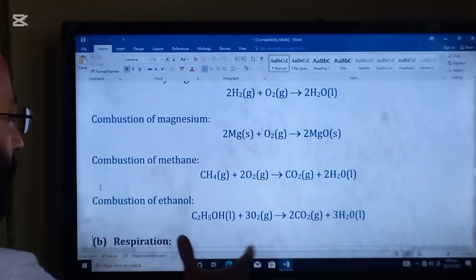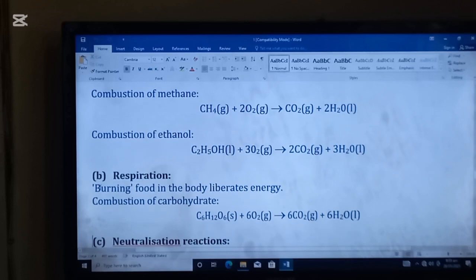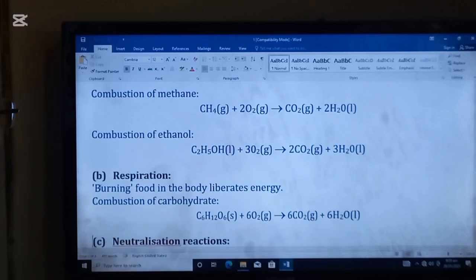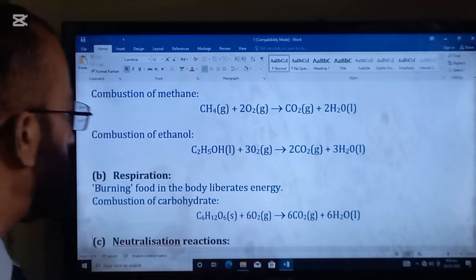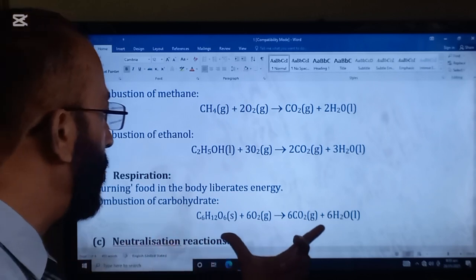Combustion of ethanol, equation is here. Another example of the exothermic reaction is respiration. Burning food in the body liberates energy. Combustion of carbohydrate, equation is here.